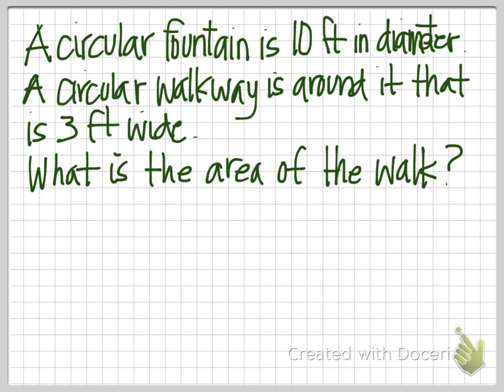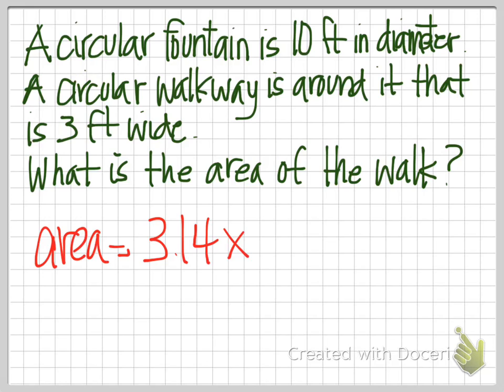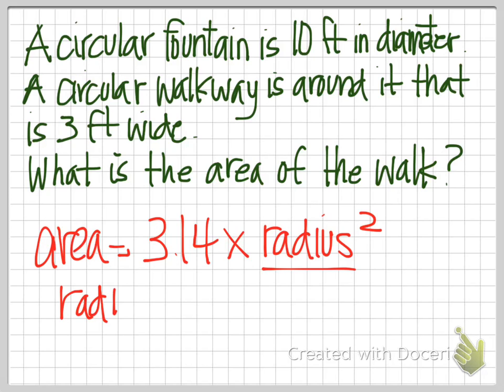This is another area problem using a circle, but it's a little more complicated. A circular fountain is 10 feet in diameter, and the circular walkway around the fountain is 3 feet wide. What is the area of the walkway? So we know that to find the area, it's pi, or 3.14, times radius squared. In order to find the radius, the first thing we need to know is the diameter, because radius represents half of the diameter.